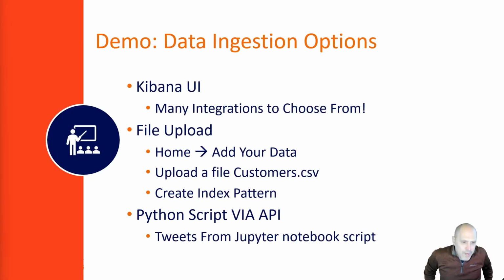Let's do an example where we upload some data. We're going to upload some customers' data, and then we'll create an index pattern on that customer's data. And then we will also show an example where we load in some tweets via the API from a Python script. So this will give you a really clear example of the many ways that you can integrate your application with Elasticsearch/Kibana.